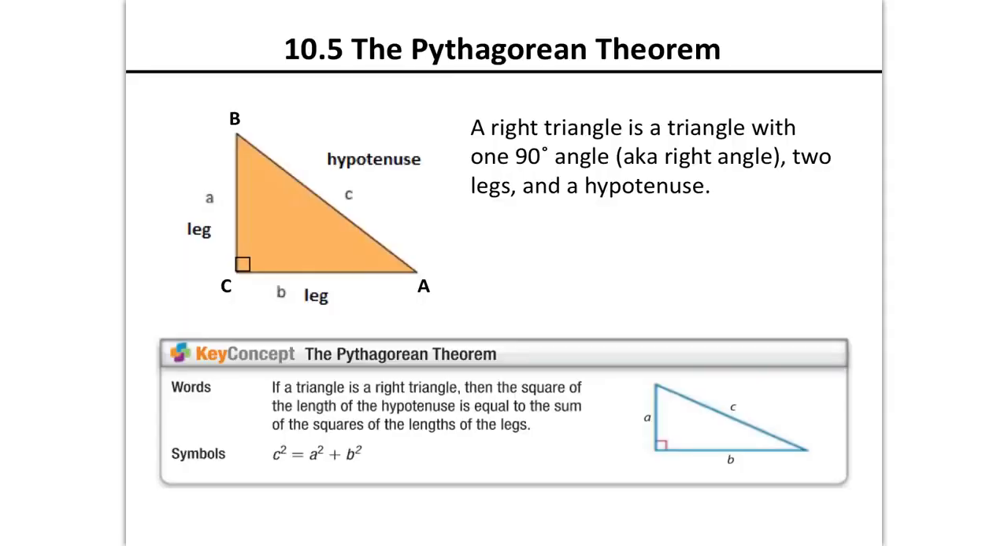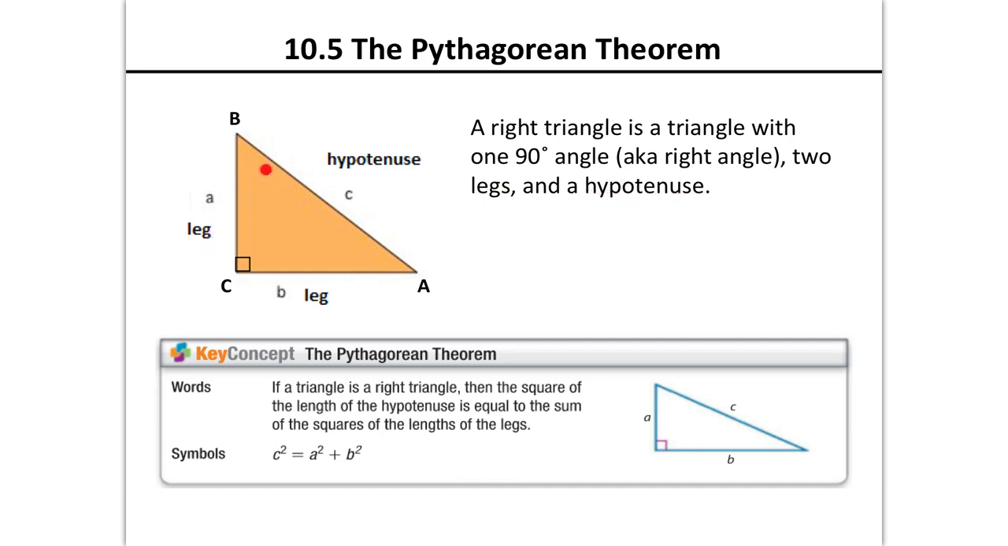Hey, what's up guys? This video is for section 10.5, which is the Pythagorean Theorem. Now, this theorem is used when we have a right triangle. So first, let's look at what is a right triangle. A right triangle is a triangle with one 90-degree angle, aka right angle, two legs, and a hypotenuse.